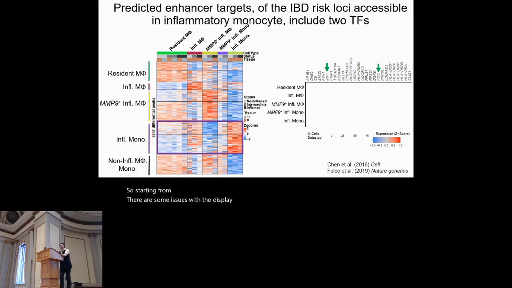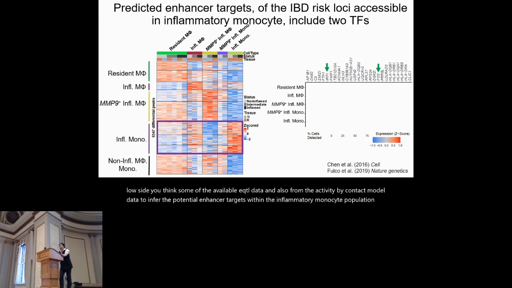So what we are actually doing is starting from those risk loci, using some of the available eQTL data and also from the activity-by-contact model data to infer the potential enhancer targets within the inflammatory monocyte population. And then we compare those to the genes that are differentially expressed in this particular cell type. From there, we find a list of genes that is supposed to be shown here. And what I want to point out here are 2 transcription factors. One is IRF1, the other is FOS.